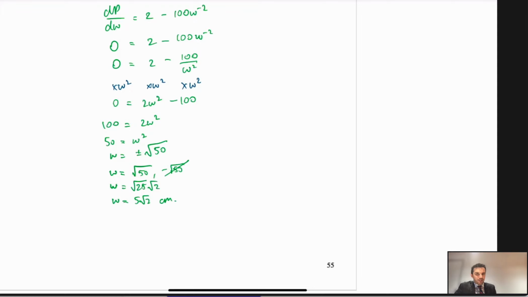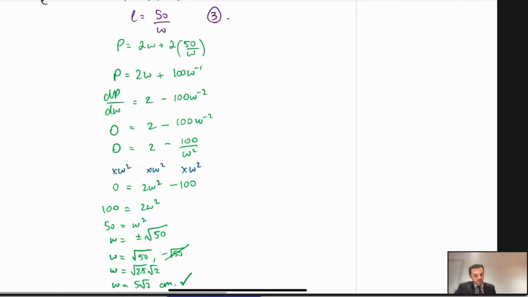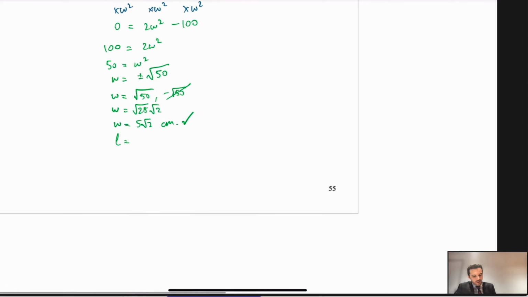Centimeters. So what's the length going to be? All right, well, we can put it in. So we've got the width. Let's find the length. Now our equation 3 was length is equal to 50 on W. So let's use that. And let's rationalize the denominator. And we get 10 root 2 on 2, which becomes 5 root 2 as well. Now in true calculus spirit, they just want to basically make it a square. So we can see here that the length is going to be 5 root 2.